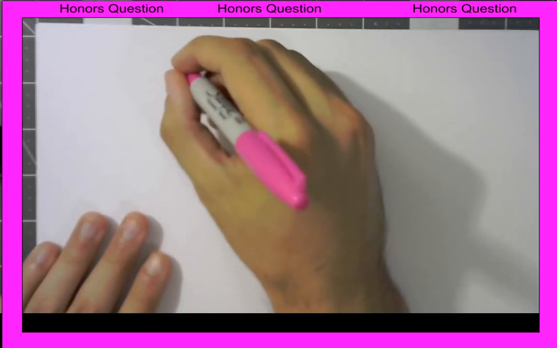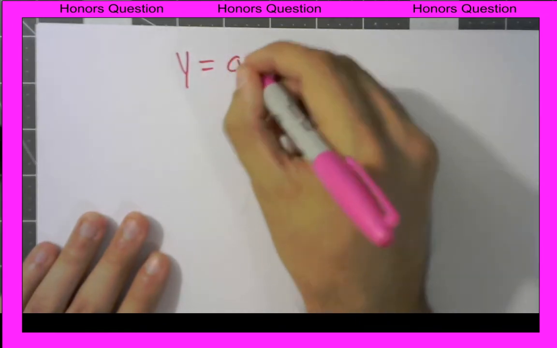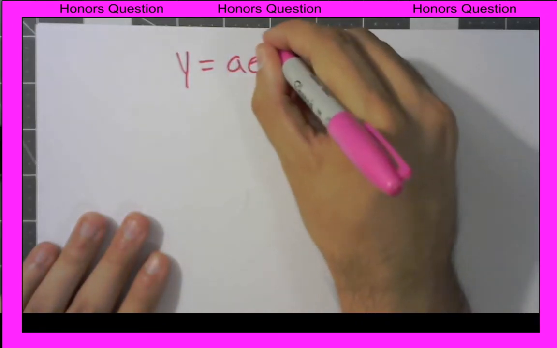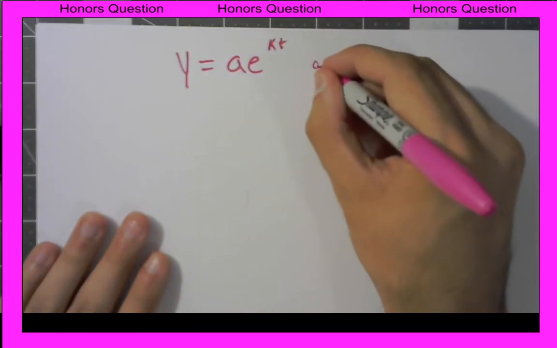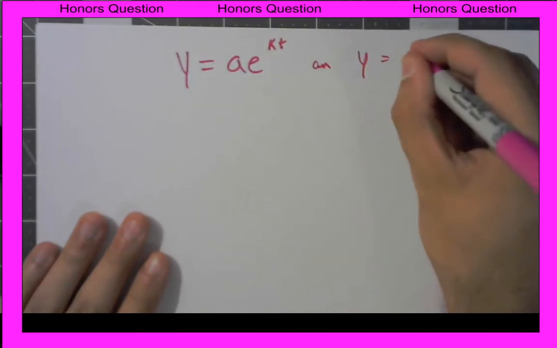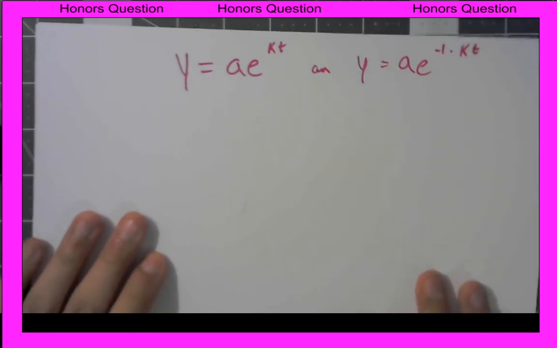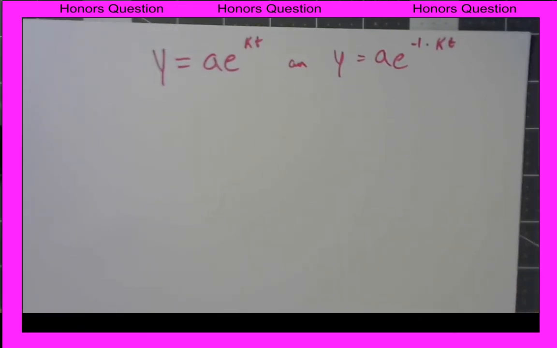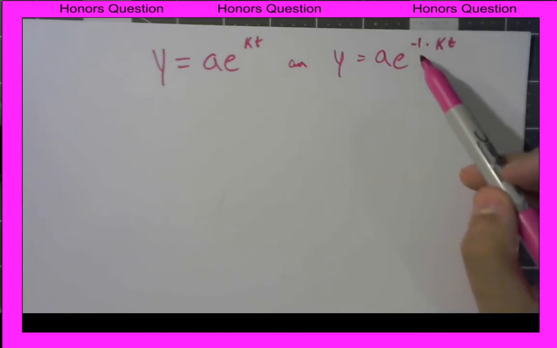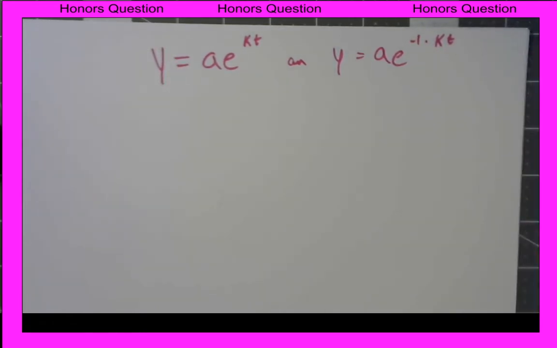We have y equals A, E, KT, and y equals A, E, I'll put a -1 KT because K is always positive. K is always positive. If it's decay, we add that -1.